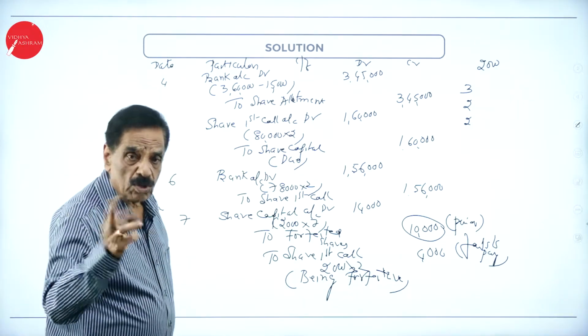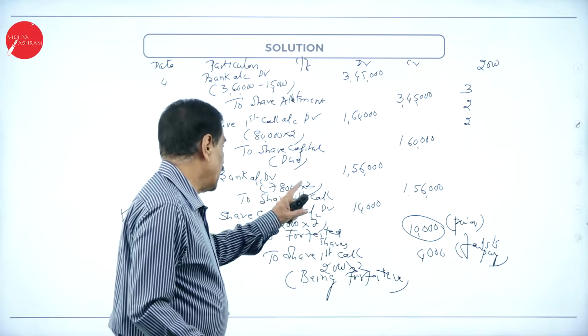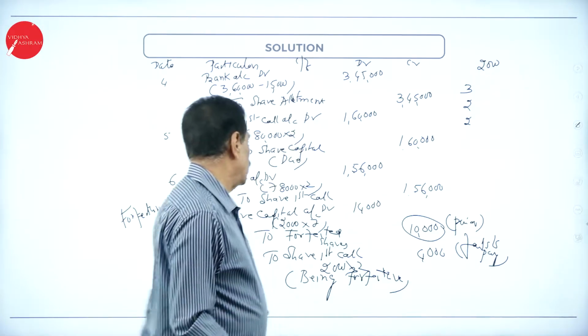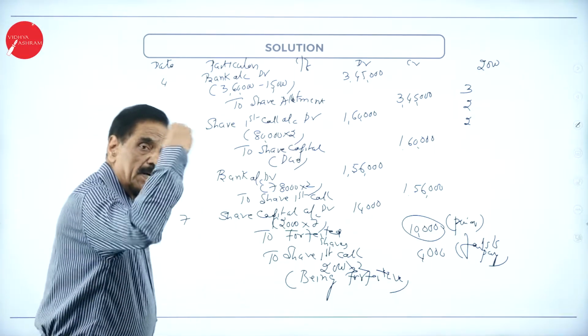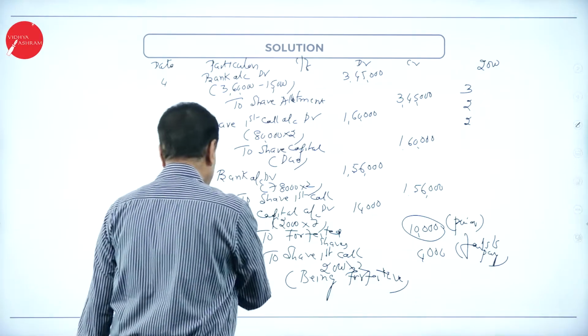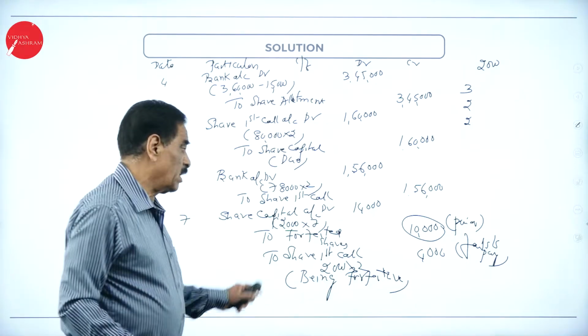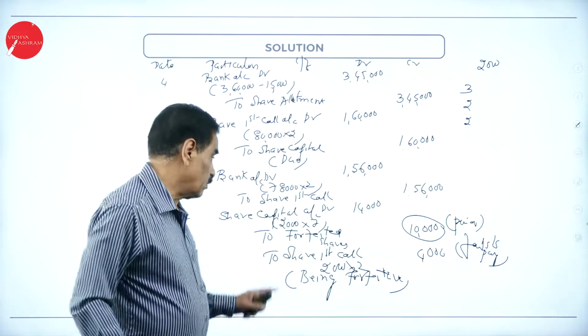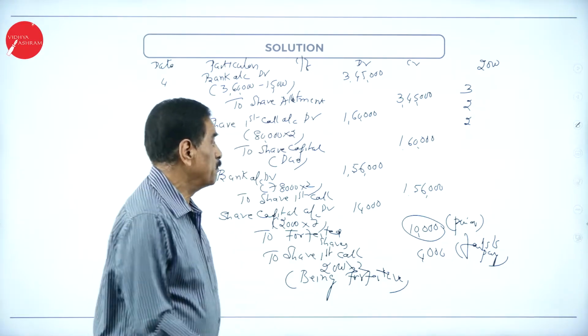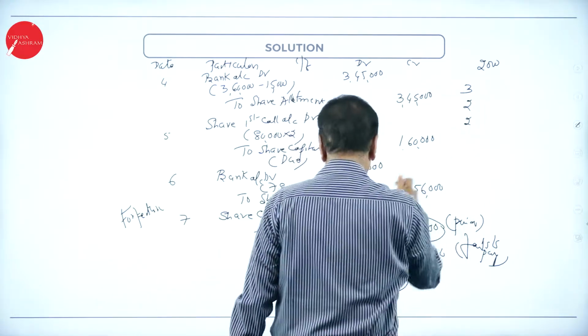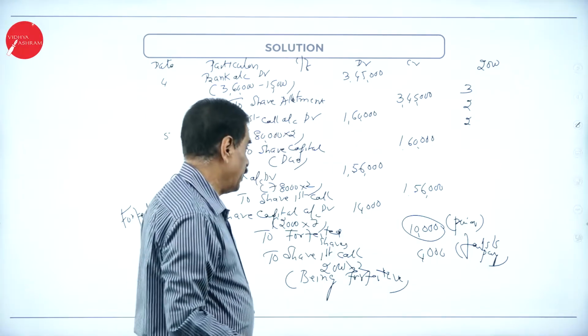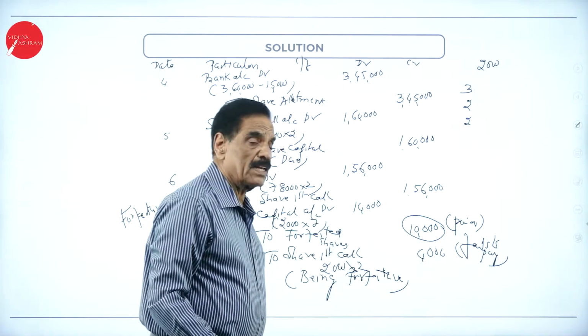Out of 82,000 shares, money could not be received, so bank account debit to share first call account, then forfeited immediately. This is the forfeiture entry: share capital account debit to forfeited shares account, to share first call account, because he paid 3,7,14,000 he paid only 5,10,000. He could not pay the final call.